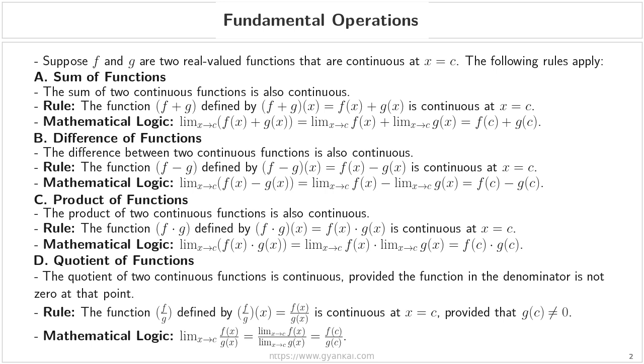Finally, we have the quotient of functions. This is a critical point where we must be cautious. The quotient of two continuous functions is continuous, but only provided that the function in the denominator is not 0 at that point. Specifically, the function f divided by g, defined as f of x over g of x, is continuous at x equals c, provided that g of c is not equal to 0. The mathematical logic is that the limit as x approaches c of f of x divided by g of x equals the limit of f of x divided by the limit of g of x, which simplifies to f of c divided by g of c.